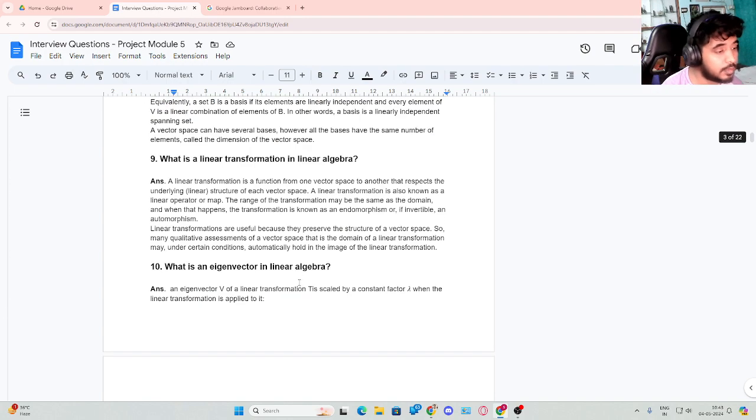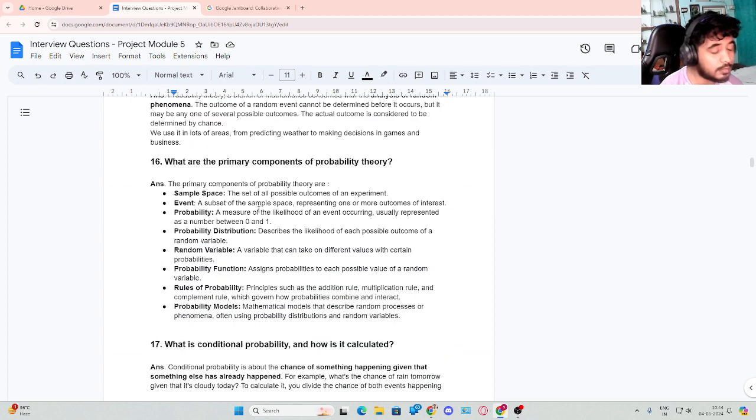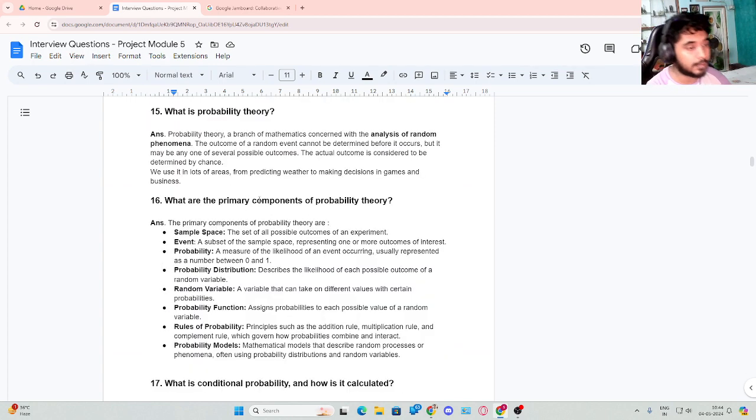Now let's move to some probability questions. So what are the primary components of probability theory? Probability theory is concerned with the analysis of random events, and there are multiple components in probability theory. First is the sample space. It is a set of all possible outcomes of an experiment.